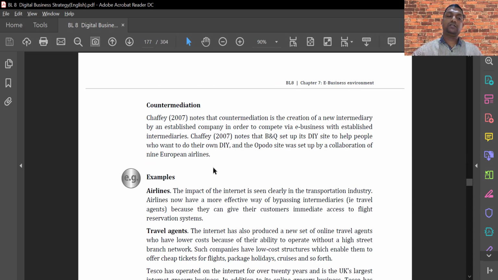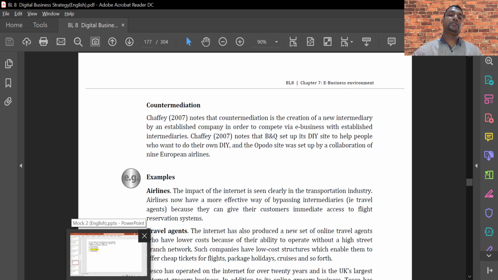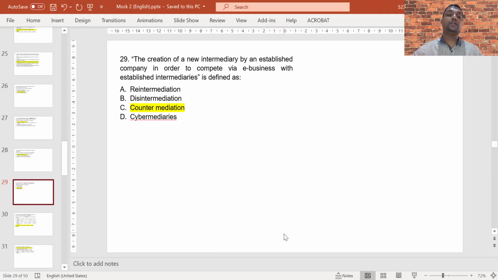Countermediation means in the existing method there are intermediaries. As an example, airline ticketing, there are ticketing agents, so they are working in the same traditional way. You can go to them and buy tickets, and at the same time the airline itself is having direct sales with the customer. So that means keeping the existing intermediation and creating a new type of mediation with the customer. So this is countermediation. So the answer is C.